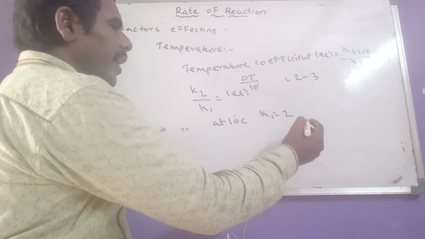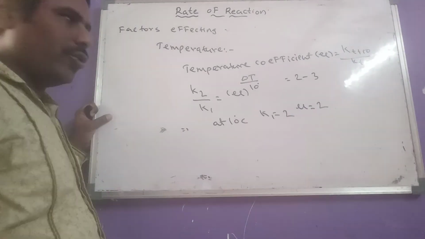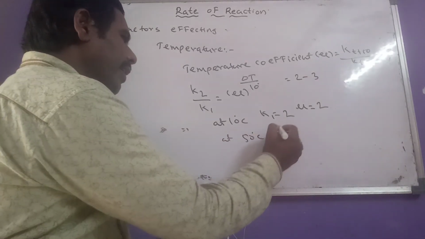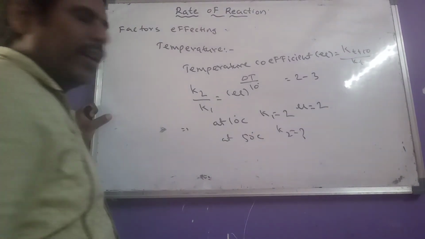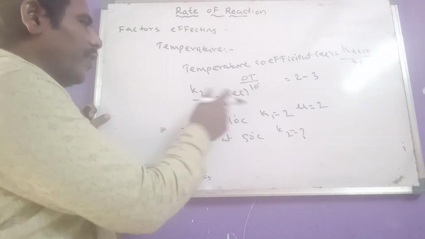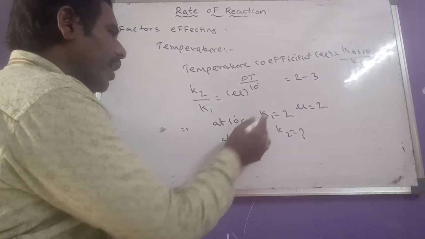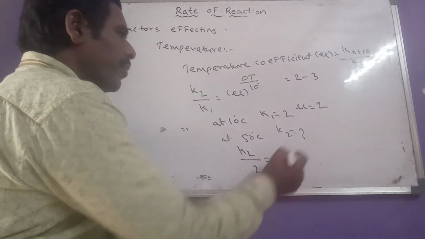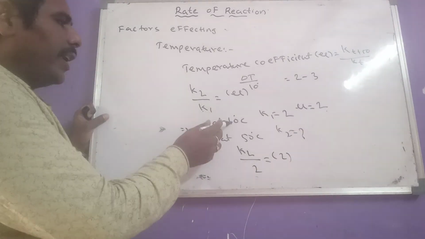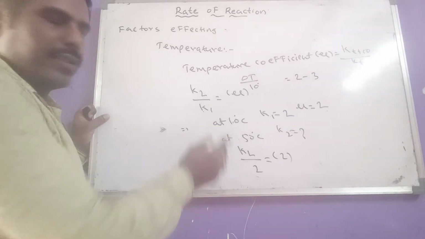And for this reaction, temperature coefficient value is 2. Then at 50 degrees centigrade, what is the rate constant? They give the question like this. So let us use this formula here. We need to determine K2, and K1 value given is 2, and temperature coefficient value also 2. Delta T means change in temperature. 50 minus 10 means 40.